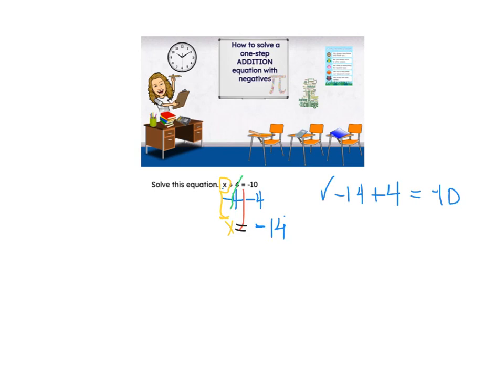And that's what we get from the original equation, or it matches the original equation, so I know my answer of x equals negative 14 is correct.